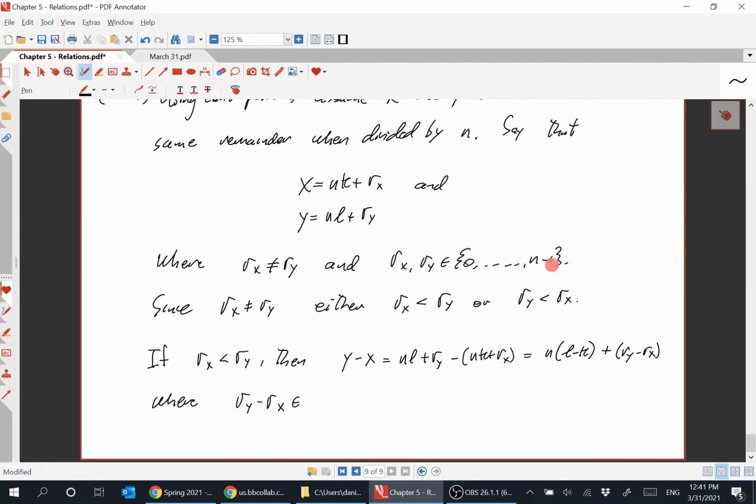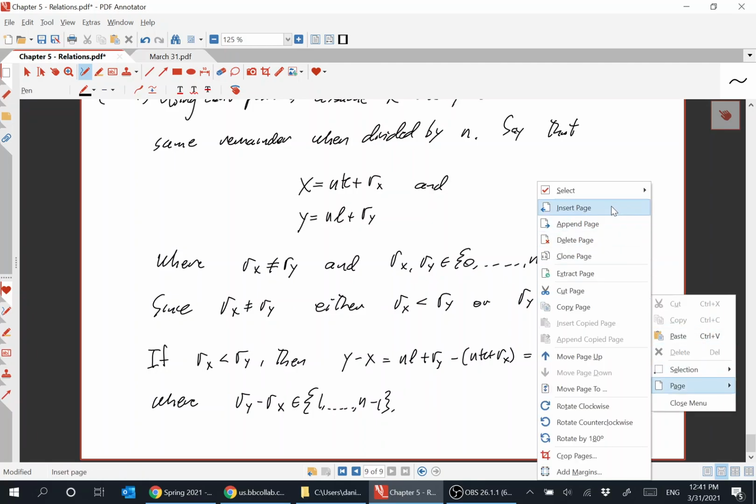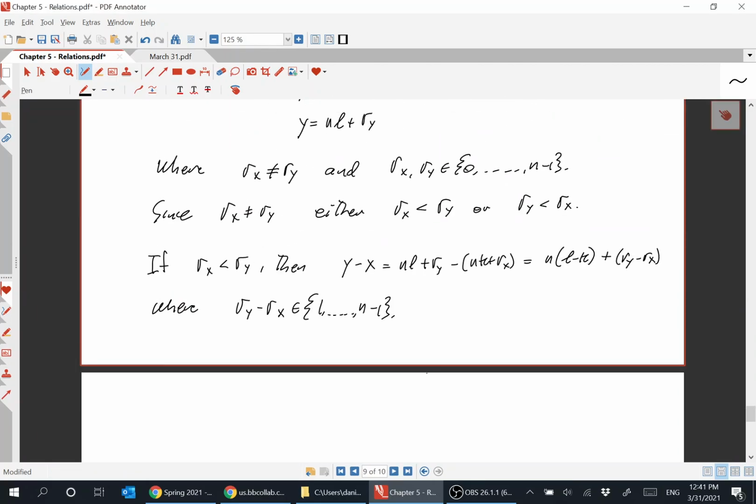Rx and ry are both in this set, but they're unequal. So their difference is not 0. The difference is not 0, and the difference is less than or equal to n minus 1. So the remainder of y minus x when divided by n is not 0.